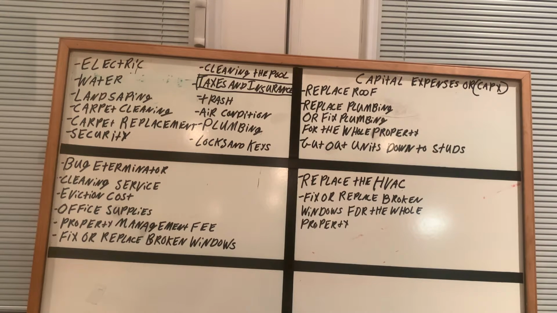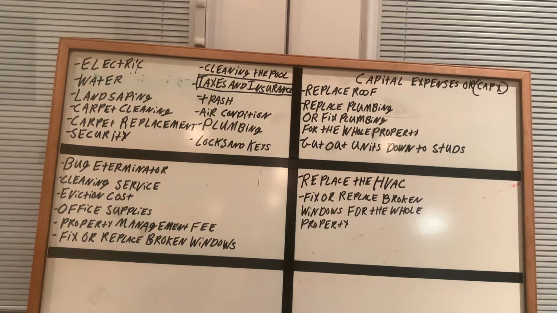You have trash, and air conditioners: you have to replace the air conditioning filters, and you might have to replace the air conditioner every once in a while. You have plumbing: people clog up your toilets, you get backed up, and your plumber has to come out. It's an expense. You have locks and keys. When people move out, or you put people out, you have to change the locks and the keys for the new tenants. Those are all general maintenance.